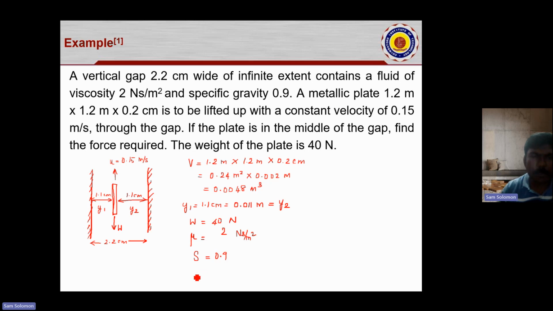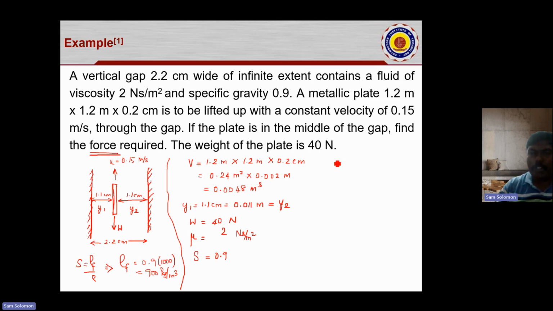So by experience, we know that S is going to be the density of the fluid divided by the density of water. Which implies the density of the fluid is going to be 0.9 multiplied by 1000. So that should give you 900 kilogram per meter cube. So these are the details that are given to us. And what do they want us to find out? They want us to find out the force required to move this plate.